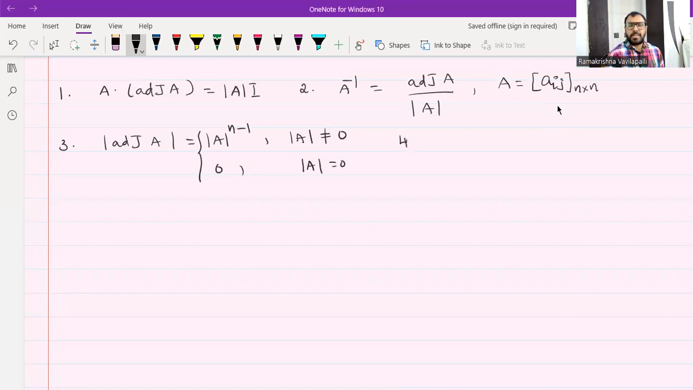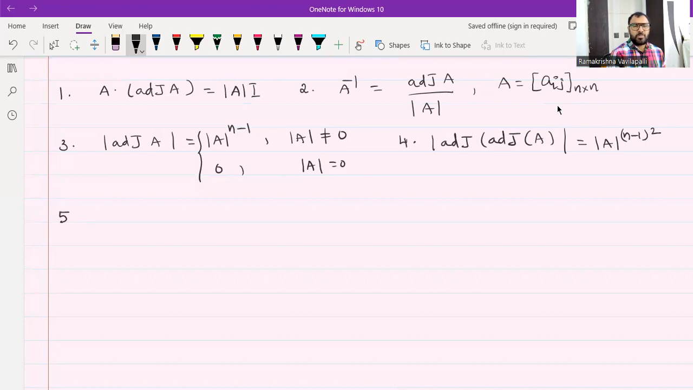The fourth point is: what is the determinant of adjoint of adjoint of A? This is equal to |A| power n minus 1 whole square. If you want the proofs of this, please watch the other video based on properties of adjoint of a matrix with complete proofs.